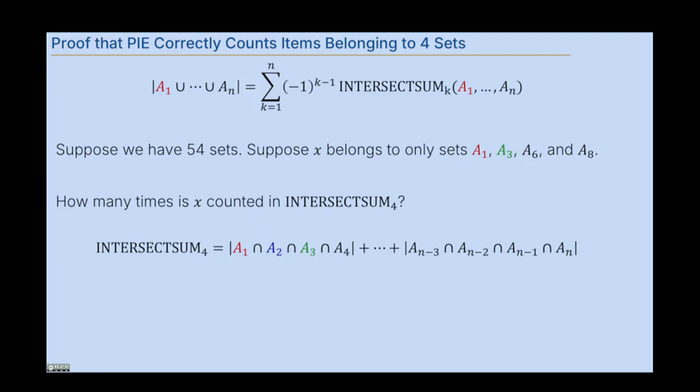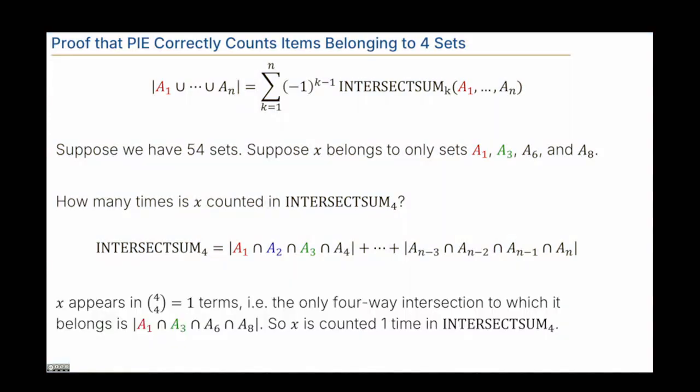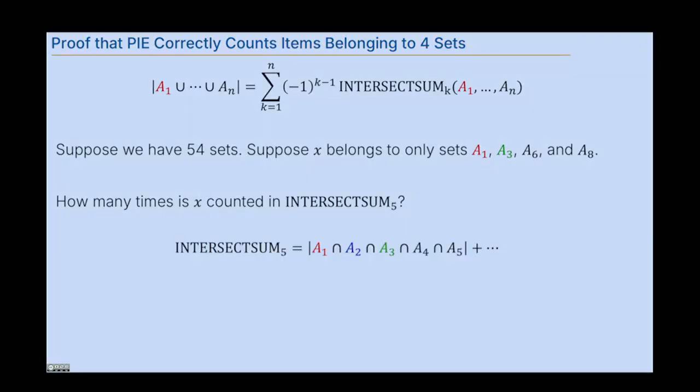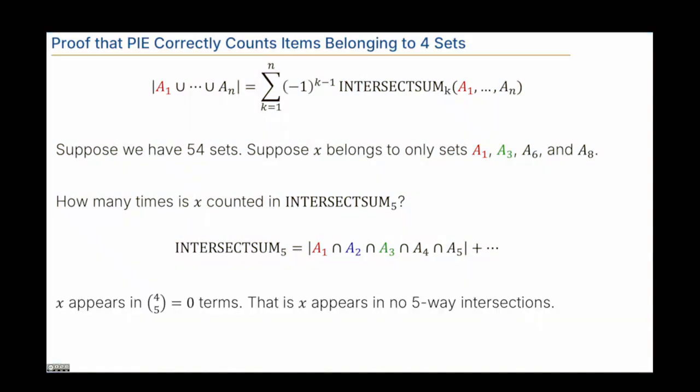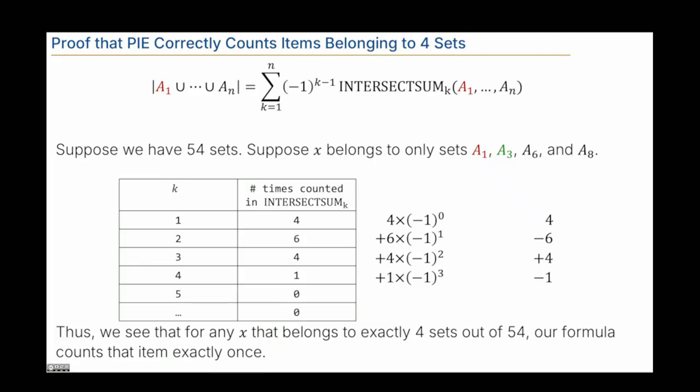A1 intersect A3 intersect A6 intersect A8. That's the only one. So x gets counted only one time. What about intersect sum 5? How many 5-way intersections does it appear in? 0. Okay.